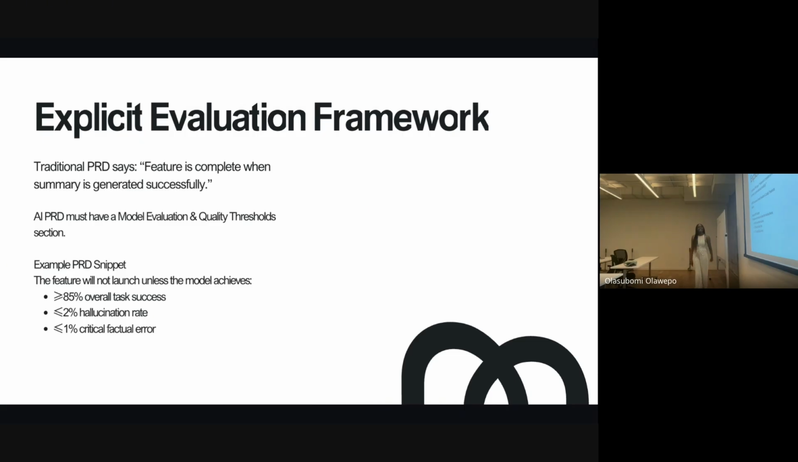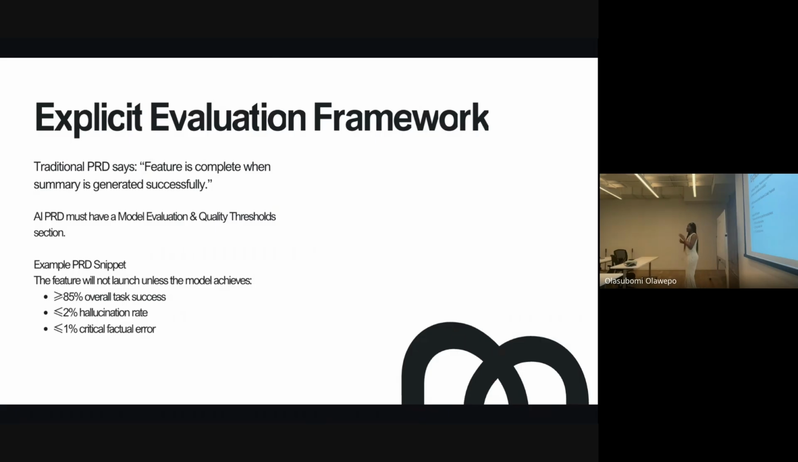section. So an example snippet that you would have for your PRD now, I mean, we're going to say AI PRD, but it's kind of a mouthful. So let's say the PRD of the current times is like, hey, this feature is not going to launch unless we have at least 85% overall task success. So you have to generate a summary at least 85% of the time. It has to be successful. Otherwise, we're not getting the green light.